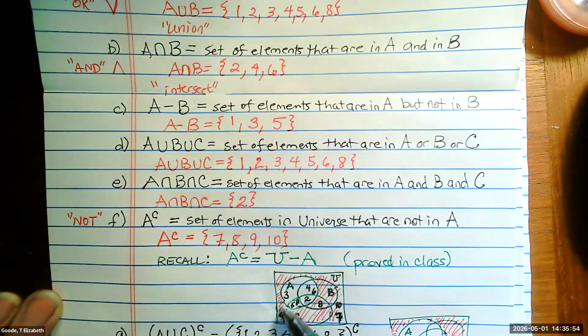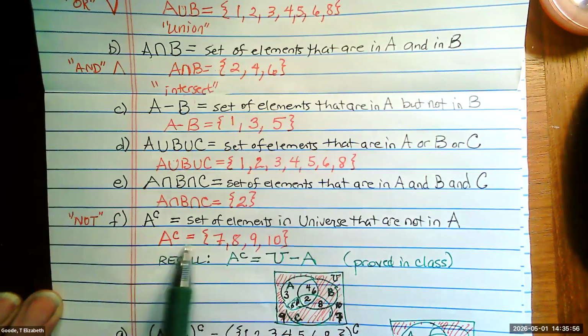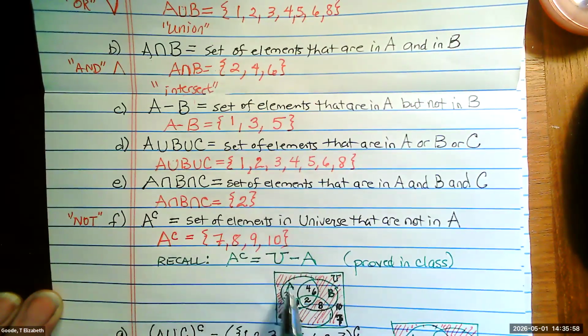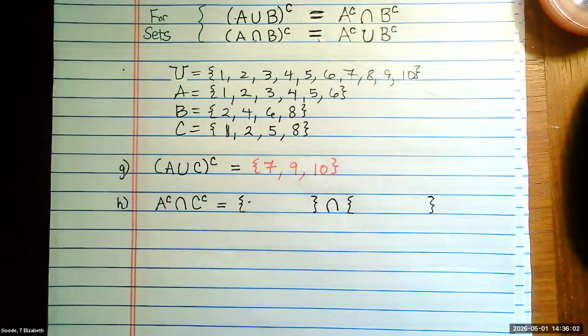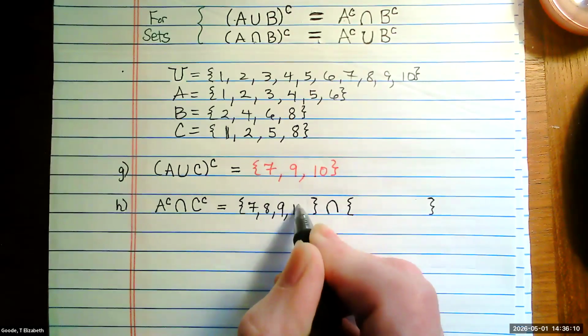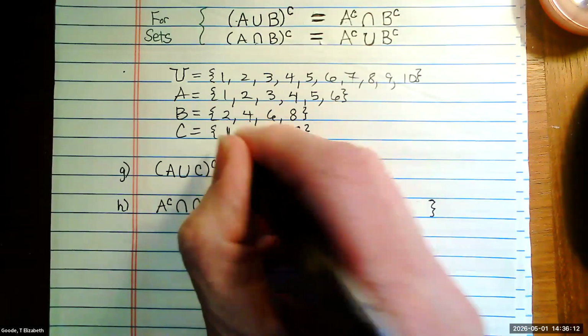It's everything outside of A. Remember, we found A complement? It was the elements that are not in A. So what's not in A? 7, 8, 9, and 10. Perfect. Now we want to find C complement.